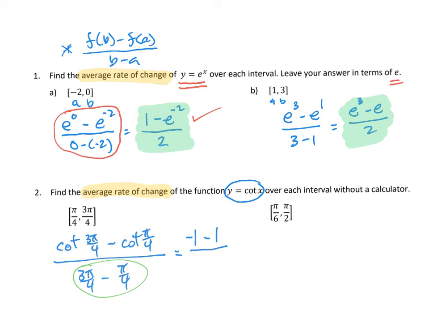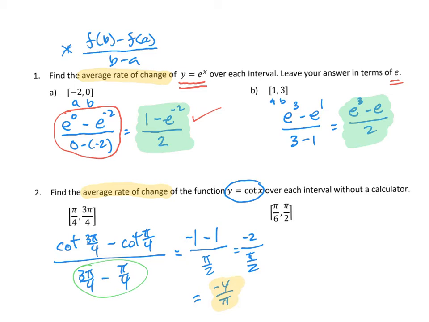3 pi over 4 minus pi over 4 is 2 pi over 4, which simplifies to pi over 2. So essentially we get -2 divided by pi over 2. Now that is a complex fraction, but you can simplify that into -4 over pi. So if you want to get fancy and do all the trig, you'll end up at -4 over pi.